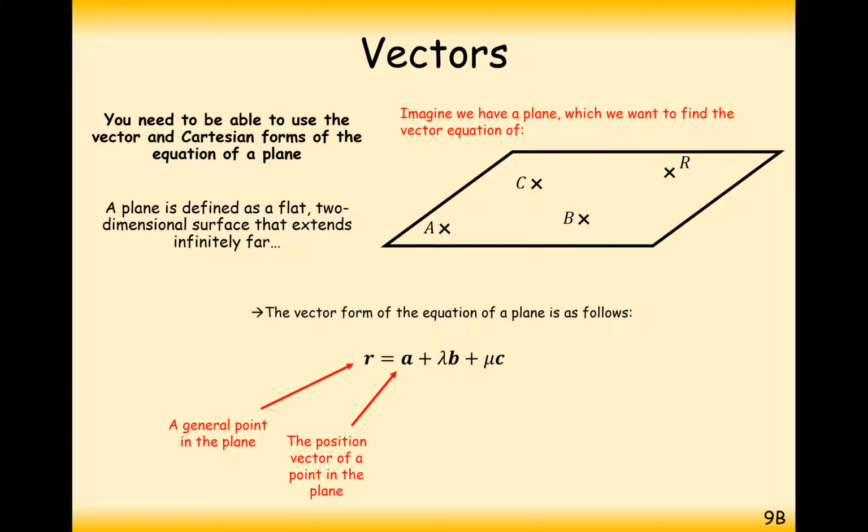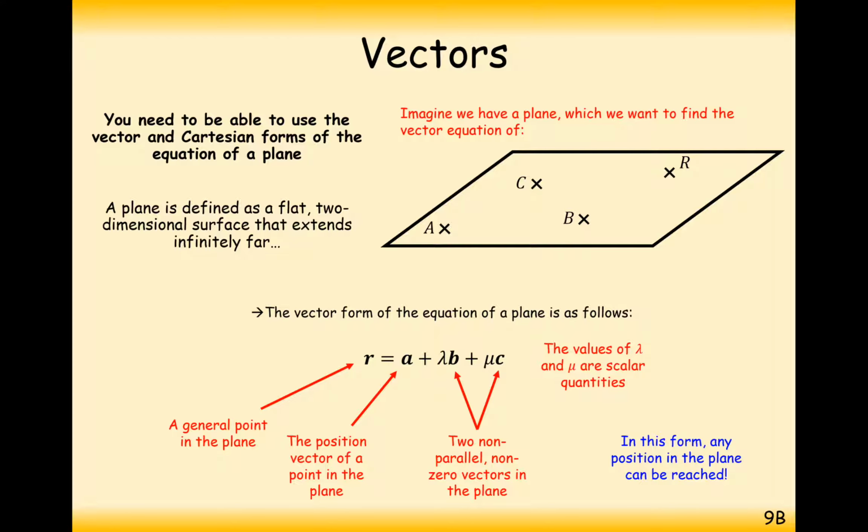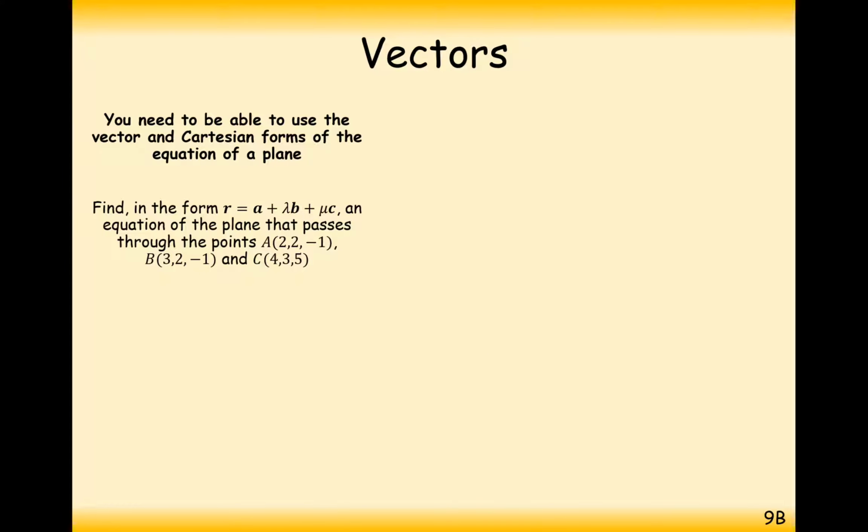Okay, so a is our starting point. b and c are 2 non-parallel, non-zero vectors that we can use to travel along our plane in. Mu and lambda are scalar multiples, so it's just r, a, b and c that you need to underline when you're writing out this formula here. And any point on this plane can be reached by some multiple of b, add some multiple of c, starting at position a. Okay.